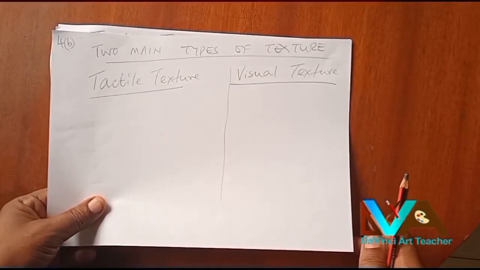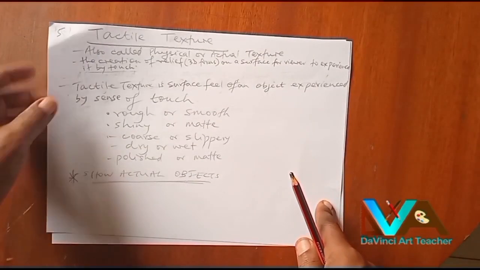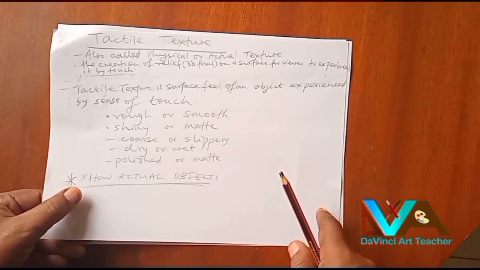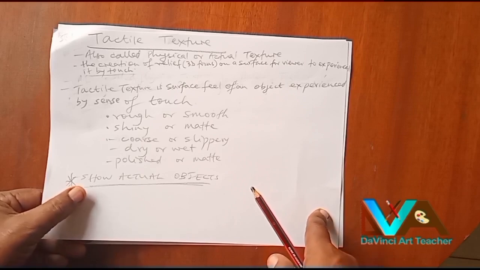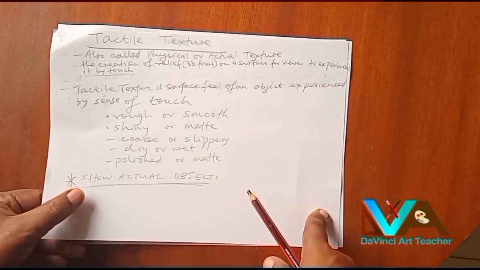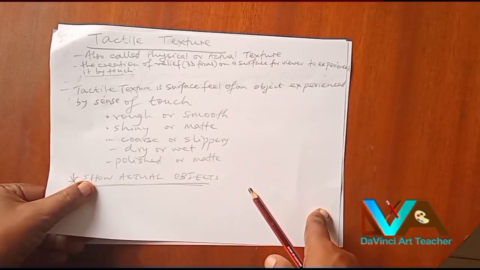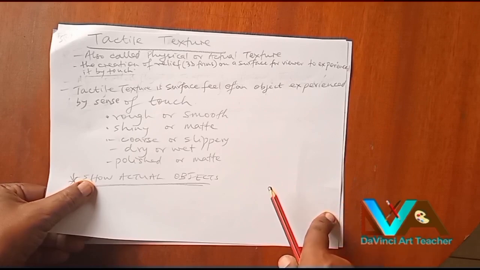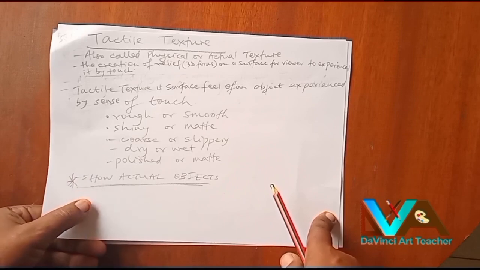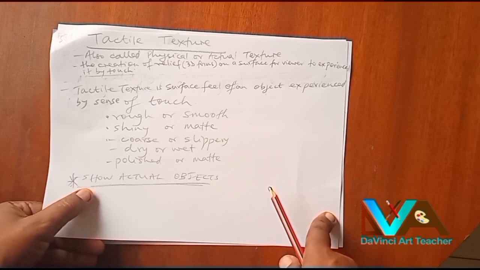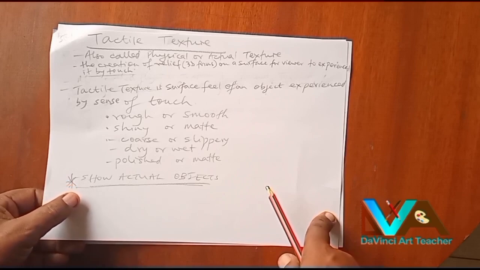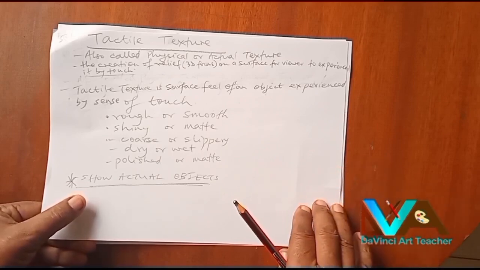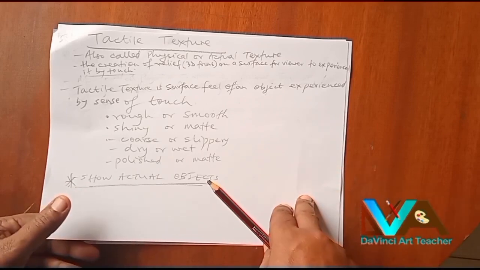Let's talk about tactile texture first. Tactile texture is also called physical or actual texture. It is the creation of relief forms or three-dimensional forms on a surface for the viewer to experience those forms by touching. We have seen various reliefs even on this earth. This earth is made up of mountains, valleys, plains. All these are reliefs on a surface, and you have to experience them by walking on the surface, touching the surface, climbing the surface. You can even sail on the sea.